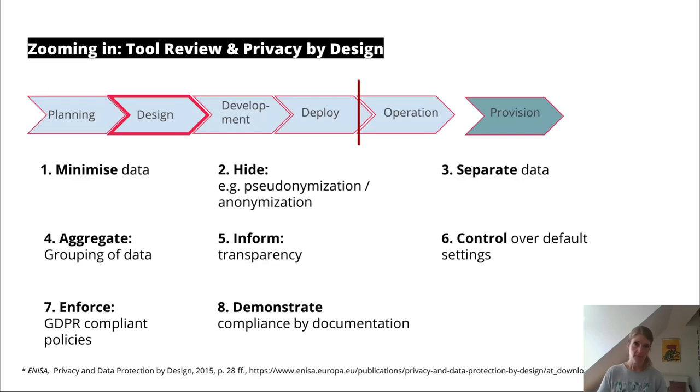And here again, what is the part of the design? What we are looking at are the basic principles. The data minimization principle I already mentioned in connection with the data protection principles. Then data should be hidden, in particular pseudonymized or anonymized if possible. We are checking whether a provider is separating data, whether data can be aggregated, meaning data would be grouped, whether the information policy is very transparent about what is actually processed and collected.